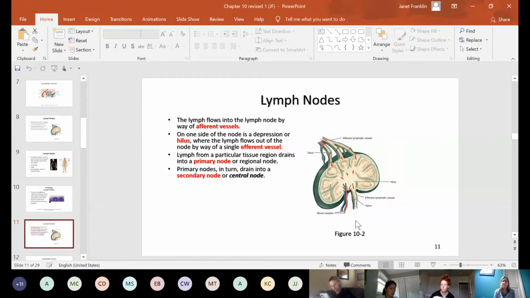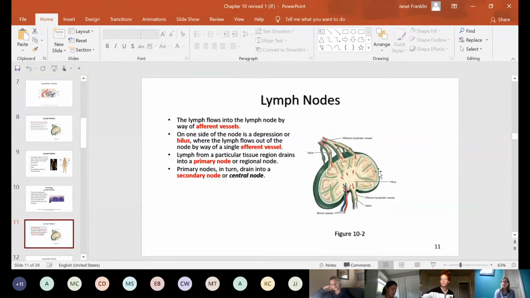The lymph from a particular tissue region drains into a primary node or regional node, and then the primary nodes drain into secondary nodes or central nodes. So oftentimes, if somebody has cancer, they have these toxic cells floating around in their body. And these toxic cells get into the lymphatic system.